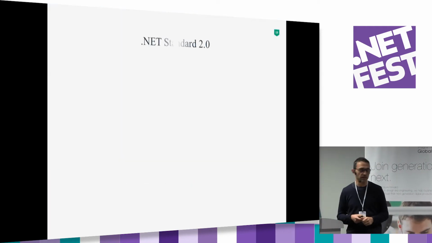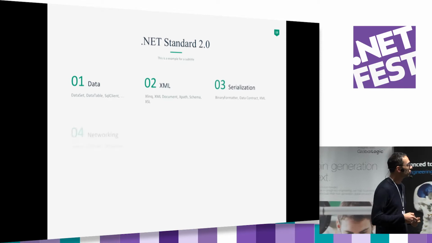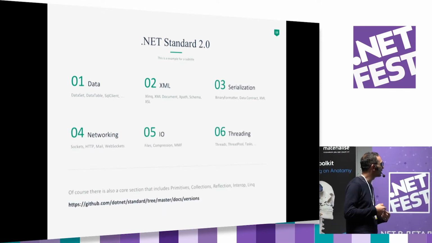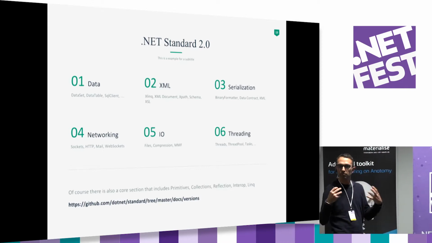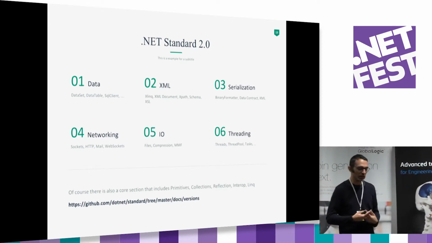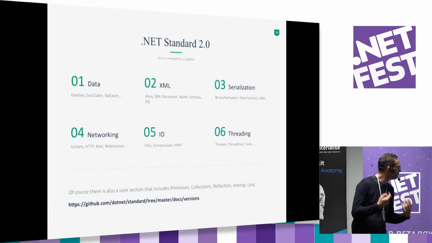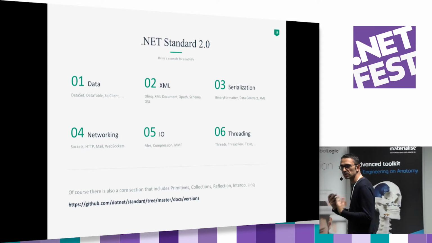What is included inside .NET Standard 2? More or less, these are the main categories. You have a lot of things inside, the DataSet, the DataTable, which, if you work on the web, you probably know these kinds of things. You have data contract serialization, sockets, HTTP compression, a lot of things that were missing in the previous version.